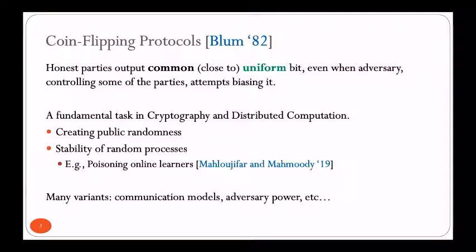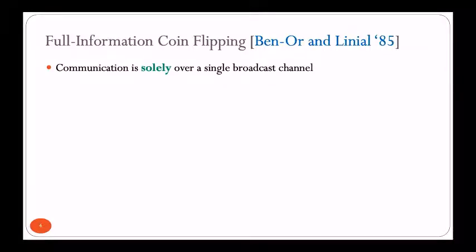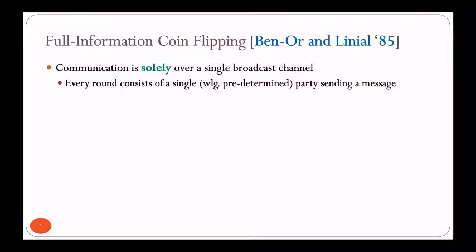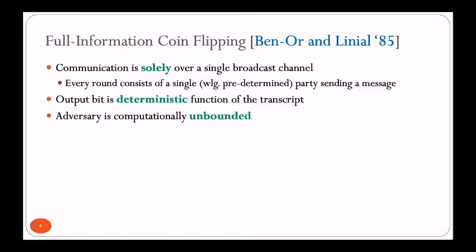And coin flipping has many different models varying in the adversary's power, the communication power, and so on. But we're going to focus on one specific model, the full information coin flipping model, introduced by Ben-Or and Linial in '85. And in this model, all communication is done solely over a single broadcast channel. For simplicity, we assume that every round of communication consists of exactly one party sending a message. In addition, the output bit must be a deterministic function of the transcript. And last, the adversary is assumed to be computationally unbounded. This model gives us a clean and mathematical formulation to our problem.